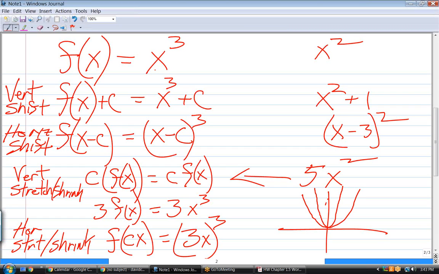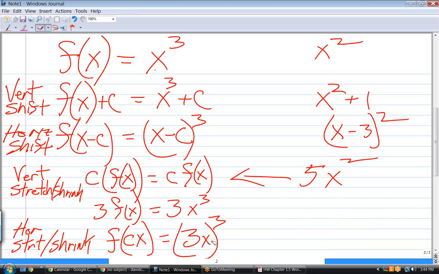Now, if I said, well, what is a half times x squared? That flattens it. In other words, the number 1 is key. If c is greater than 1, it makes it skinnier. If it's between 0 and 1, it makes it flatter.